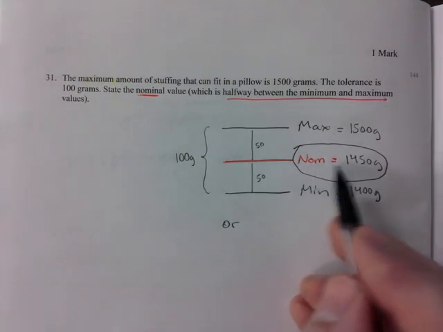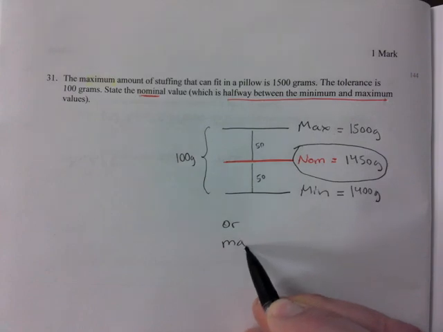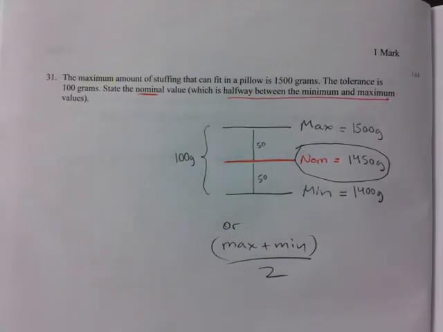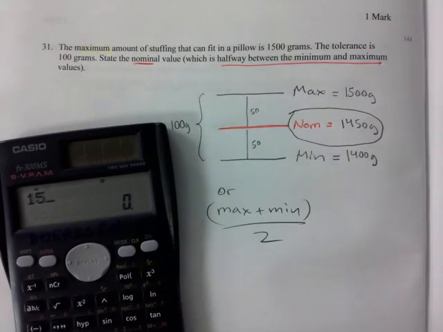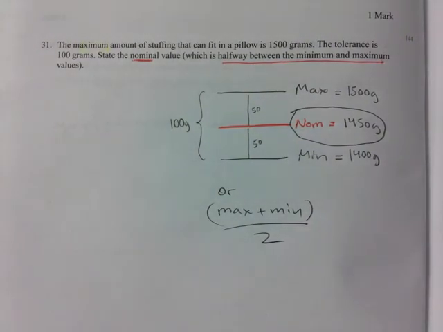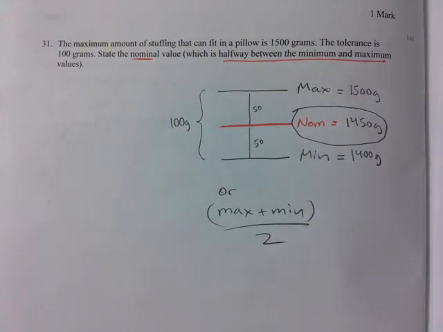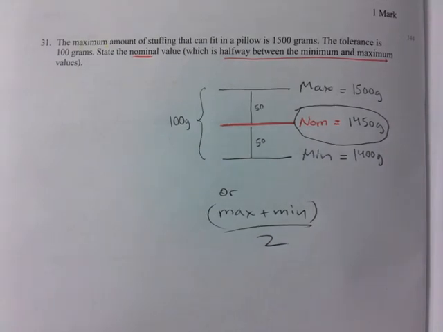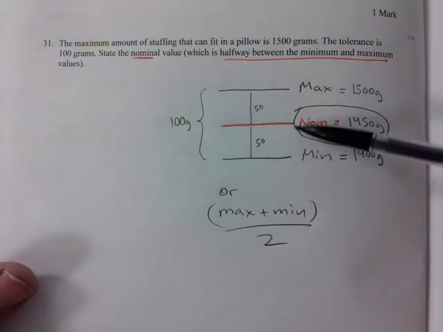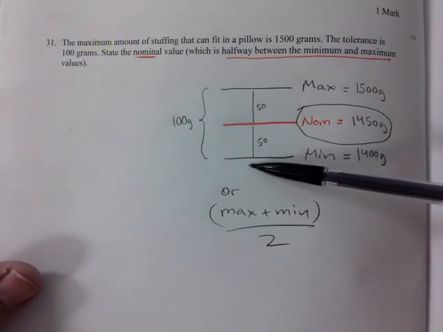Or this is the average, right? You could go max plus min and divide that by 2. Right? 1500 plus 1400 divided by 2, 1450. So there's usually more than one way to get to what you need in that case. However, just so you know, in this case, they had to give you that it's halfway between, but the nominal could be anywhere. It could actually be the min.